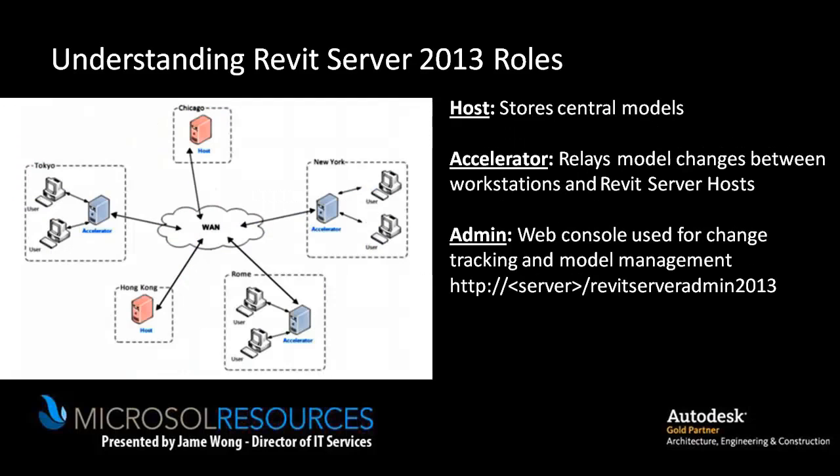The host is what was previously known as the central Revit Server. It is where all the Revit models will reside on your network. The accelerator is responsible for pulling changes from the host and pushing them to your workstation. The admin portion is the web console used for tracking changes and model management. For 2013, go to your HTTP server name/RevitServerAdmin2013 and make sure all your prerequisites are installed, including Silverlight.